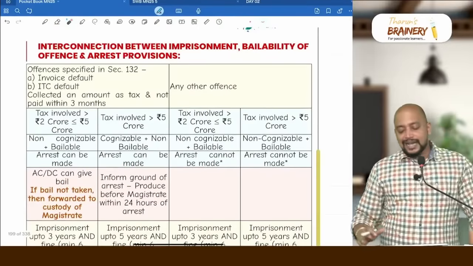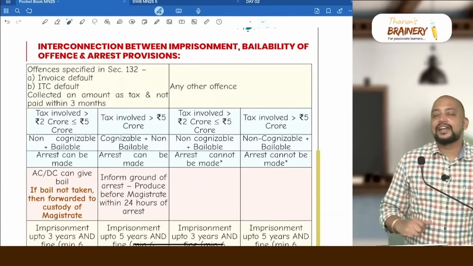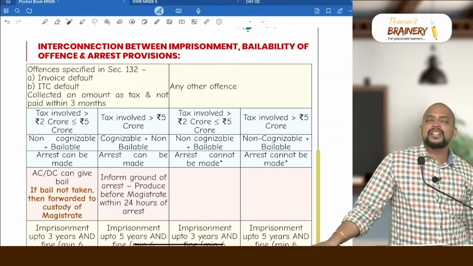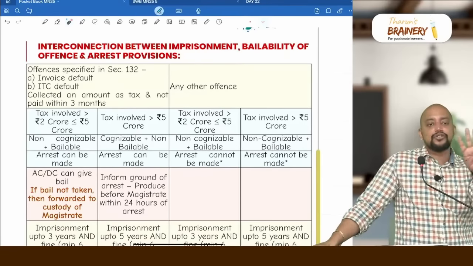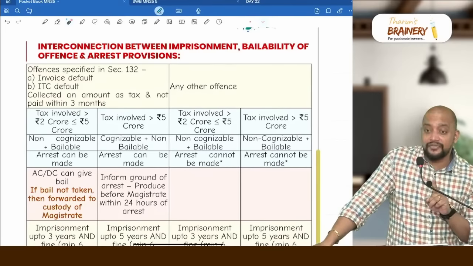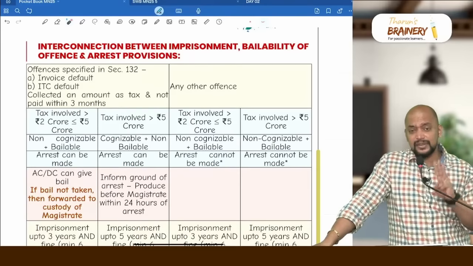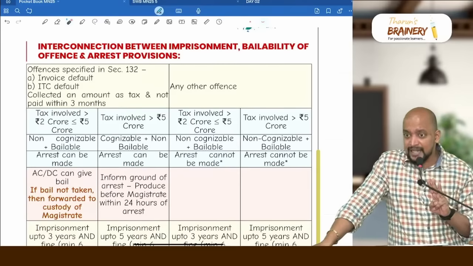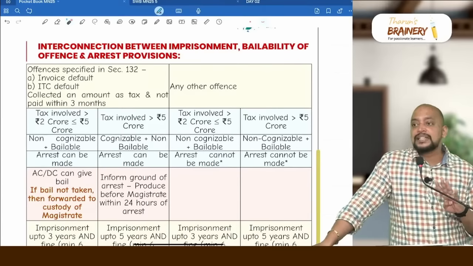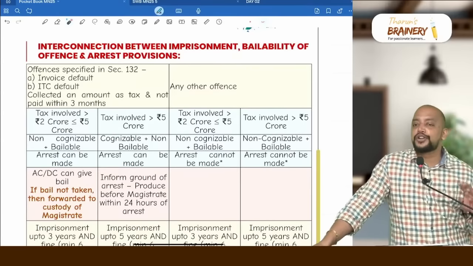Then what is the connection between imprisonment, bailability of offence and arrest provision? Now we need to understand what are the offences that lead to cognizable and non-bailable. Cognizable means a person can be arrested. 4 terminologies we should know now. Cognizable means a person can be arrested without a warrant. Non-cognizable means a person can be arrested only with a warrant. Bailable means the arrested person can be granted bail by the arresting officer. And non-bailable means the officer cannot grant the bail and the person needs to be produced before the magistrate.